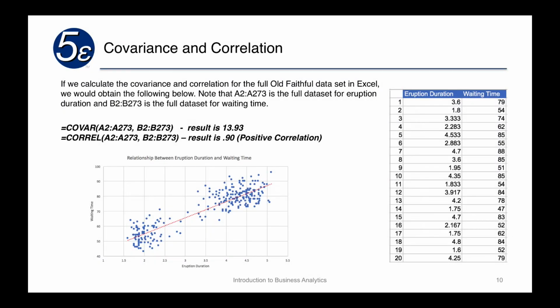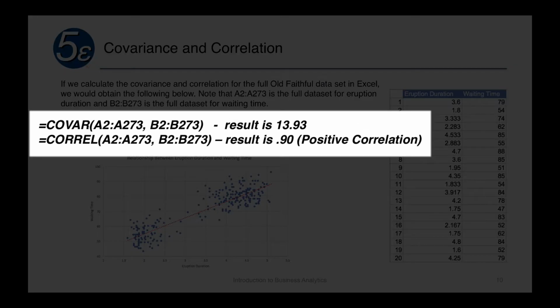So let's look at the example again. We have our data set on the right, and what we're going to do is calculate the covariance and the correlation. So we'll end up with a number here for the covariance, again, A2 to A273, B2 to B273, and the result is 13.93. Now again, since these are both in minutes, it's a little bit easier to say the covariance is roughly 13 minutes. However, if we had two different scales, we wouldn't be able to say that.